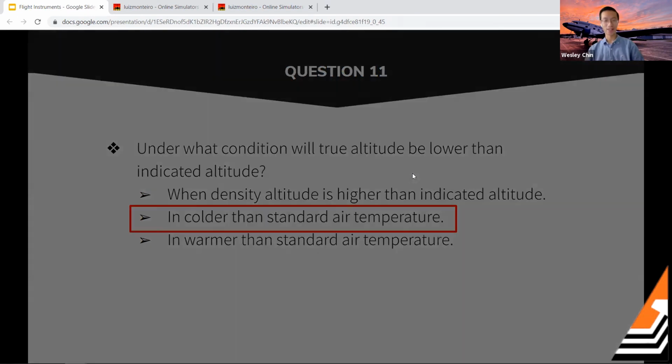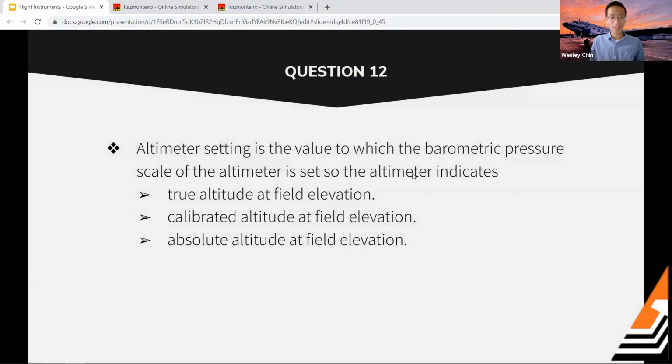Awesome. All right, let's see here. It's kind of an interesting question to consider. Altimeter setting is the value to which the barometric pressure scale of the altimeter is set, so that the altimeter indicates either true altitude, calibrated altitude, or absolute altitude. So what are we actually looking for in the altimeter? We want to know how high we are above the ground, right?